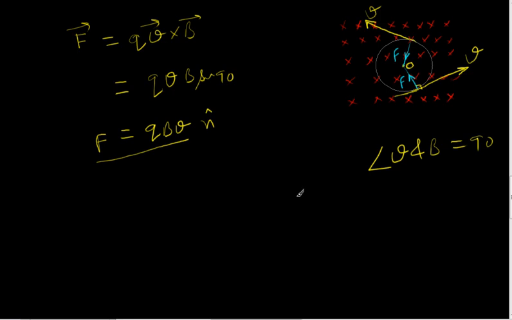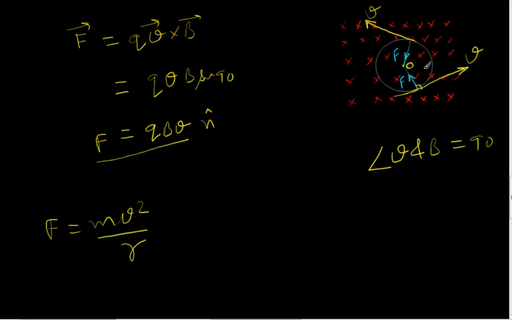In the circular motion concept, we have learned that if some force is acting toward the center, then the particle will follow a circular path. Or in other words, if a particle is following a circular path, there must be some force toward the center, and that force is called the centripetal force. It means here the magnetic force is acting as the centripetal force. And what is the formula for centripetal force? F is equal to mv square by r.